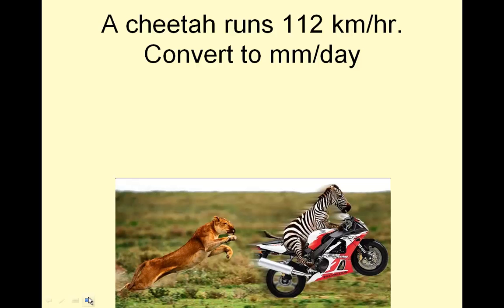A cheetah runs 112 kilometers per hour. Convert to millimeters per day. All right, cheetah, go catch that. Go catch yourself a zebra. 112 kilometers per hour. By the way, I do expect you to know like minutes and days and stuff.